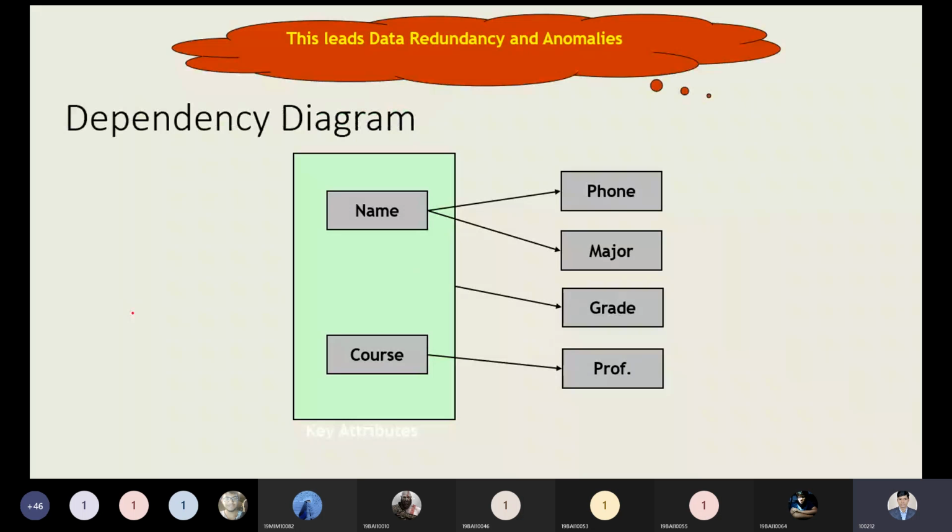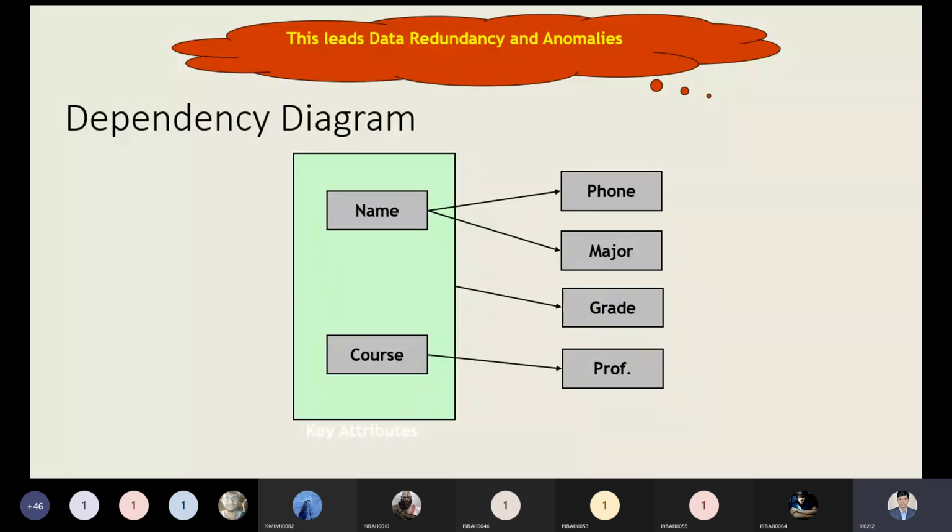Now see, the dependency diagram is telling us this leads to data redundancy and anomalies. If you remember the various kinds of anomalies: insertion, deletion, updation. While applying such dependencies, if we try any insertion, deletion, or updation, anomalies may occur at any time. So this is a problem. From this point, we need to normalize our data.